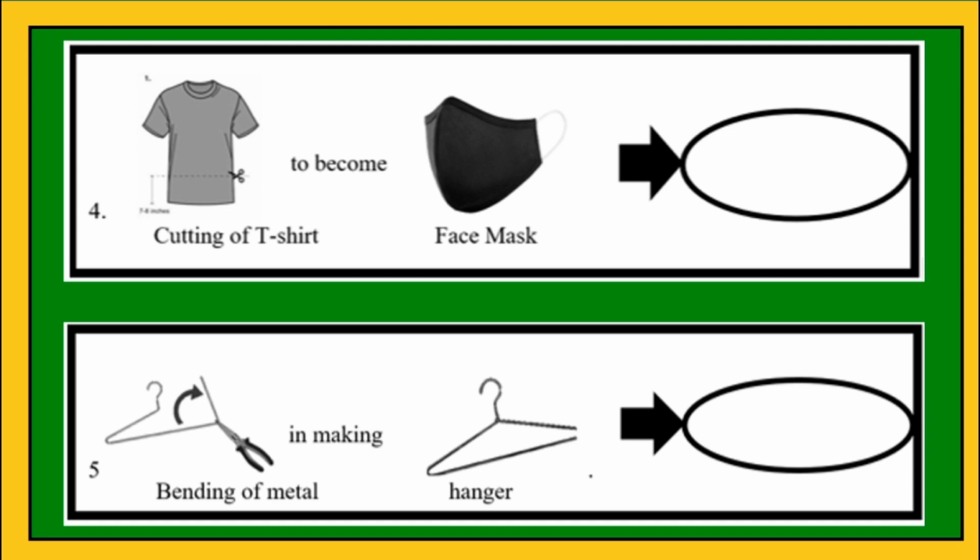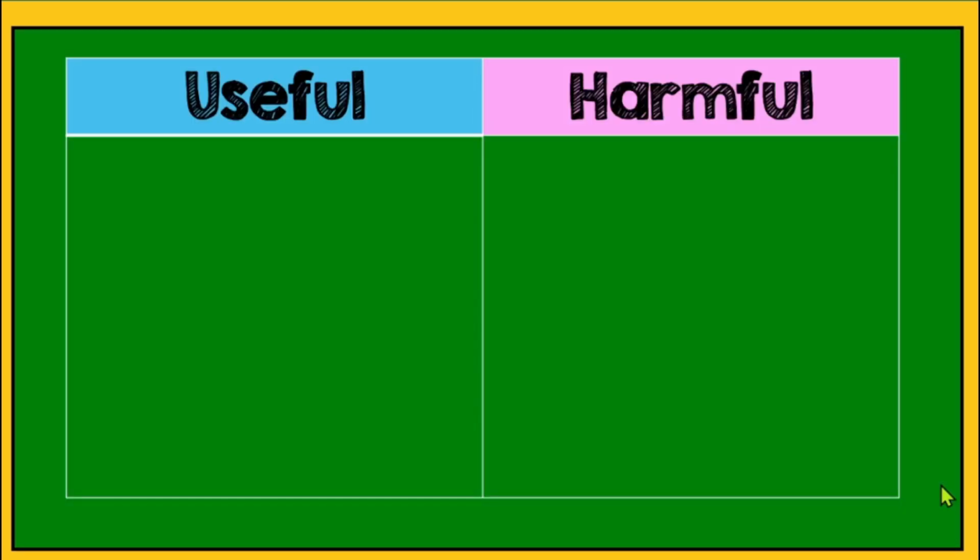For number 4, cutting of t-shirt to become face mask. So you already made face mask out of cutting of t-shirt. That is useful. And then number 5, bending of metal in making hanger. That is useful.